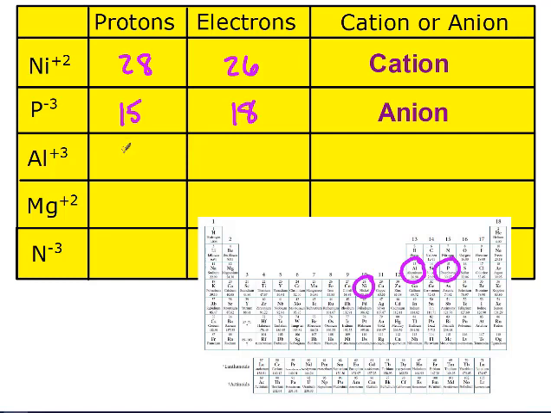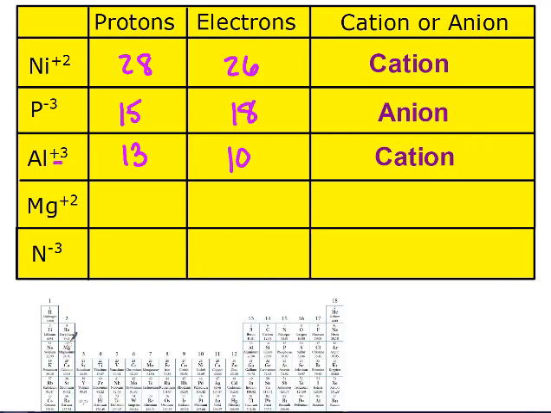Aluminum has 13 protons. It's a +3 charge, which means you should have 10 electrons. And it was positive, so that's a cation. Magnesium is located here. We have 12 protons. Since it's a +2, you should have 10 electrons. And since it's positive, cation.